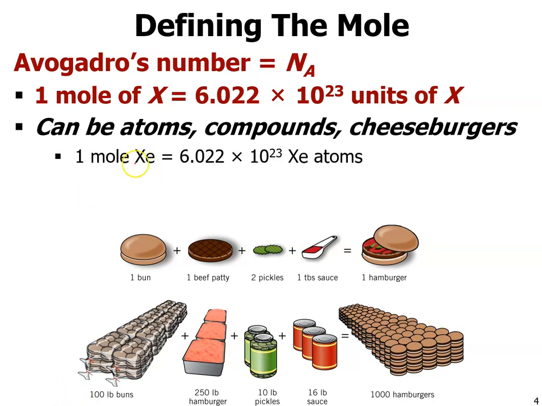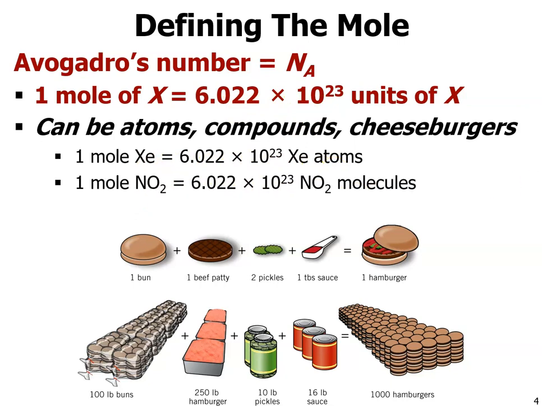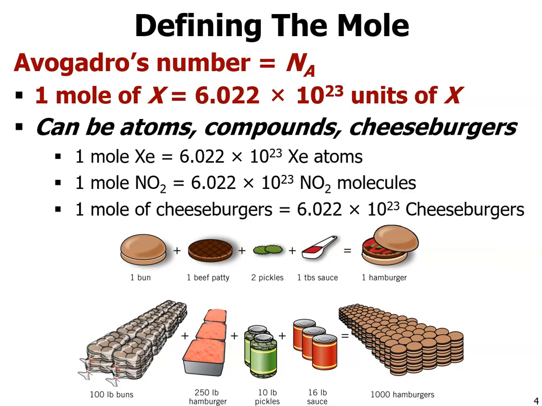So 1 mole is 6.022 times 10 to the 23rd of anything. It can be xenon atoms. It could be NO2 molecules, right? If you have a group of that many of anything, whether it's an individual element or a group of things, or hamburger buns or pickles or whatever, if you have that many of anything, that's 1 mole of it. We're going to use this idea now to look at different chemical equations.